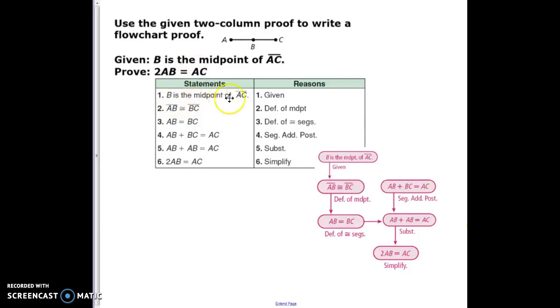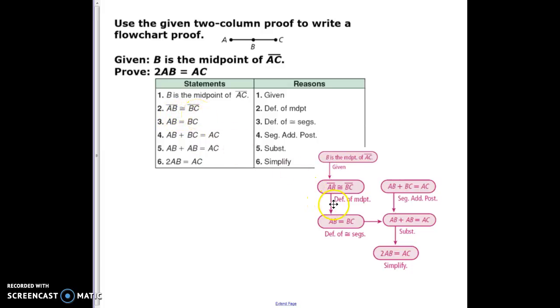You follow along, Bjorn, and what's the next reason here? B is the midpoint of AC. You say given. Given, right? And that's what it says in your two-column proof. But now on a flowchart proof, you put your statement here and your reason here. So the next step as we go down, it says segment AB is congruent to BC.